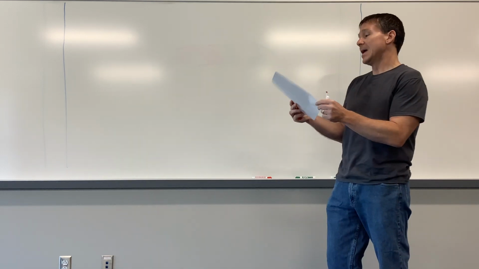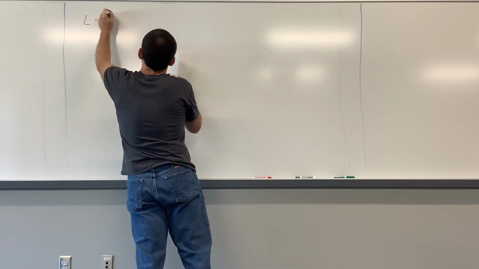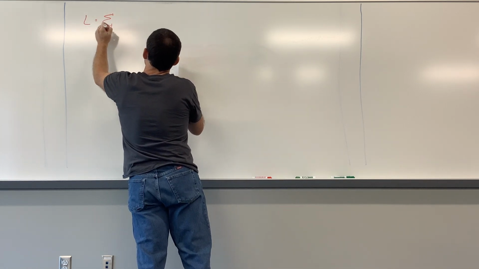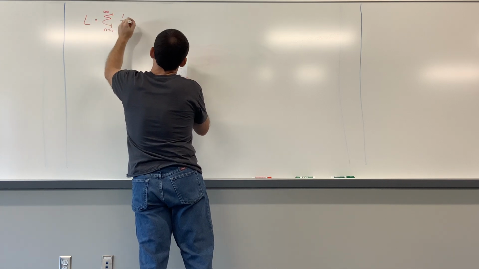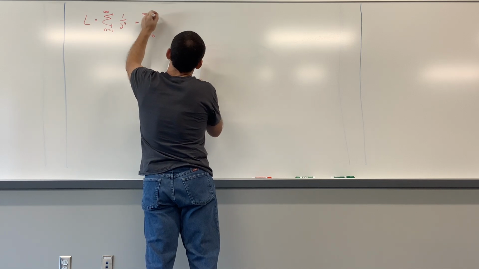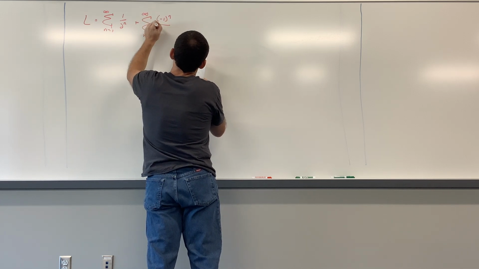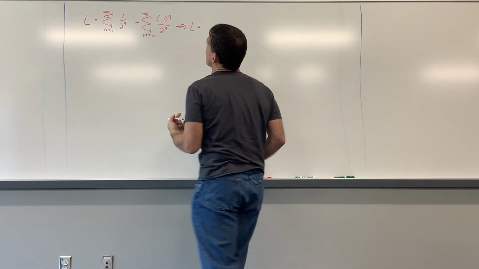let's see. The first one: L is equal to the summation n equals 1 to infinity of 1 over 2 to the n plus the summation n equals 0 to infinity of negative 1 to the n over 2 to the n. Then what is L equal to?